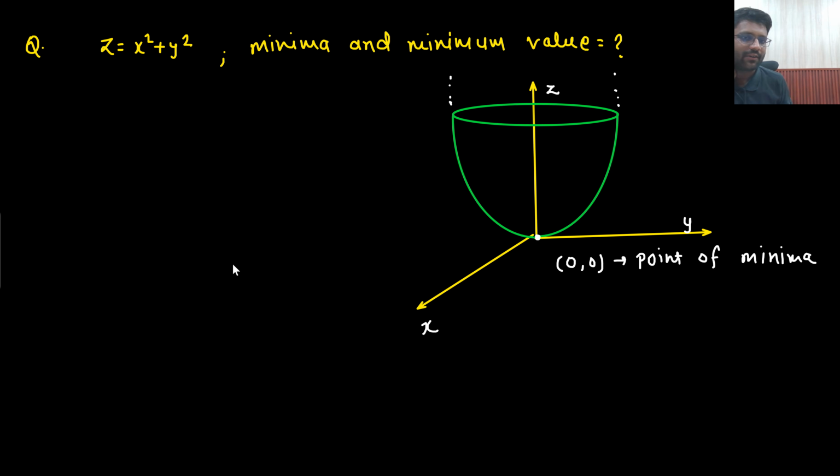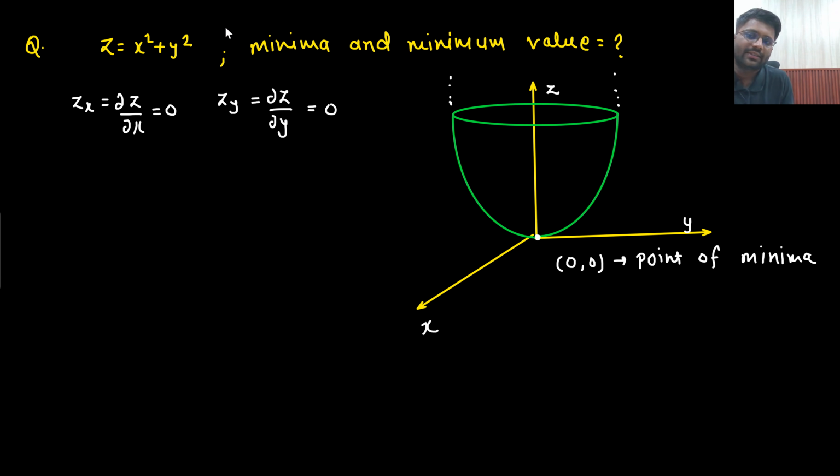So Z is given. What are you supposed to find? First of all, you are supposed to find zx. Then you are supposed to find zy and put both of them equal to 0. What is zx? I hope you know the meaning of zx: del z by del x, right? These things we have already seen. And zy is nothing but del z by del y. Put both of them equal to 0.